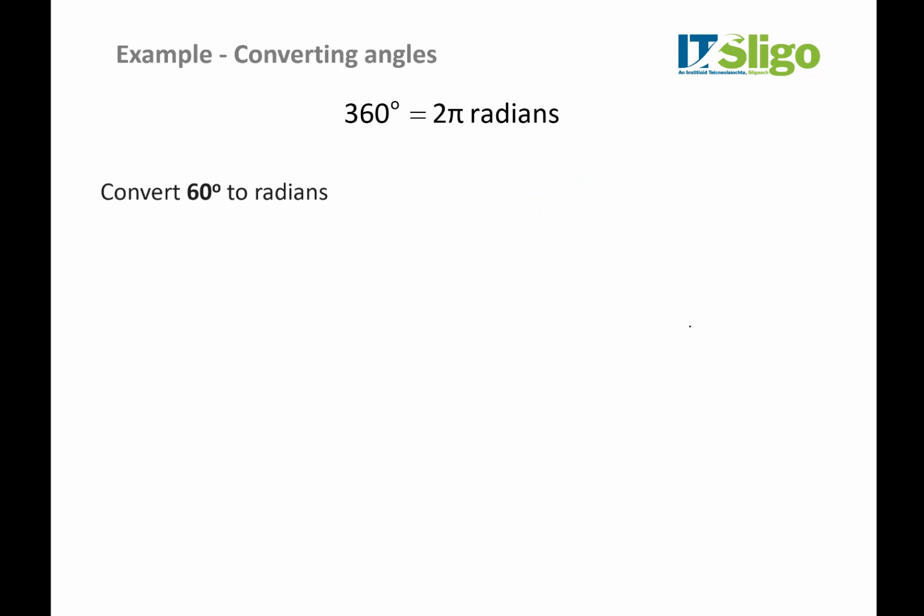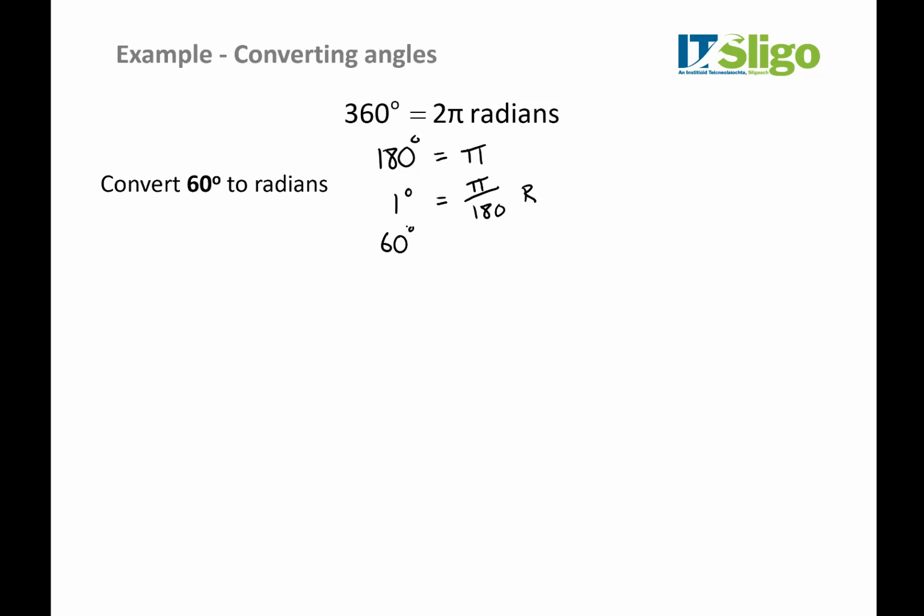So we start with what we know. Convert 60 degrees to radians. So 1 degree, I'll just start with 180 degrees is pi radians. So 1 degree, I always start this way because then I know I'm doing things right, is this many radians. And now I can multiply both sides by 60. So this will give me 60 by pi over 180. I'll just write in the R just so you'll know that's what we're looking at, radians.